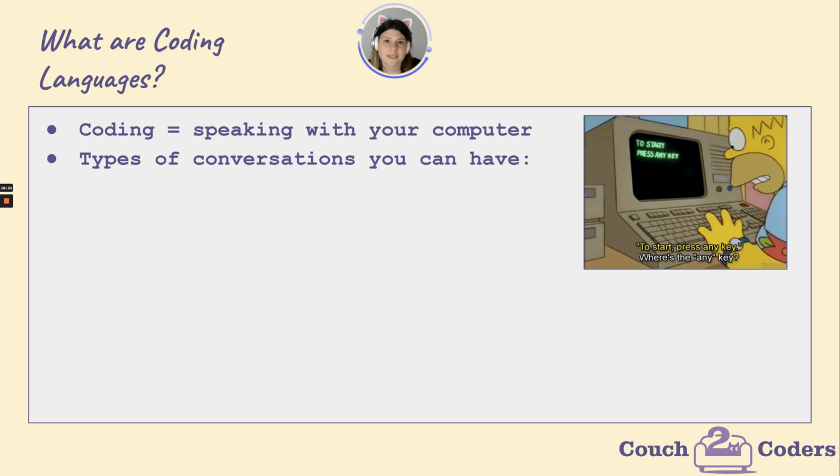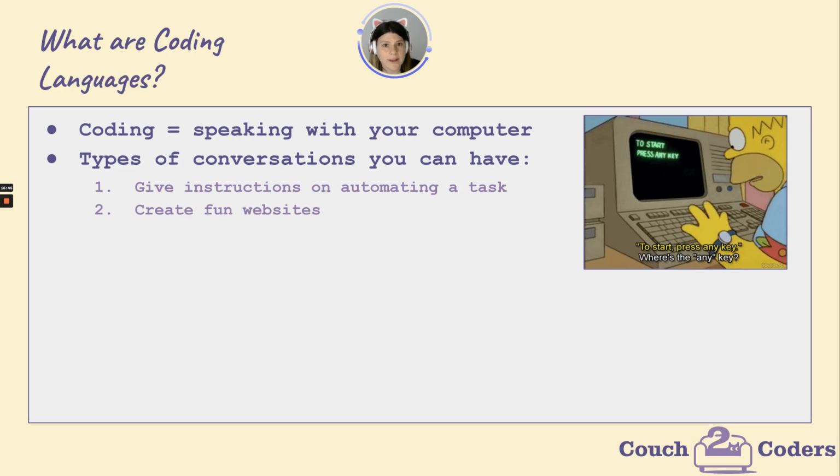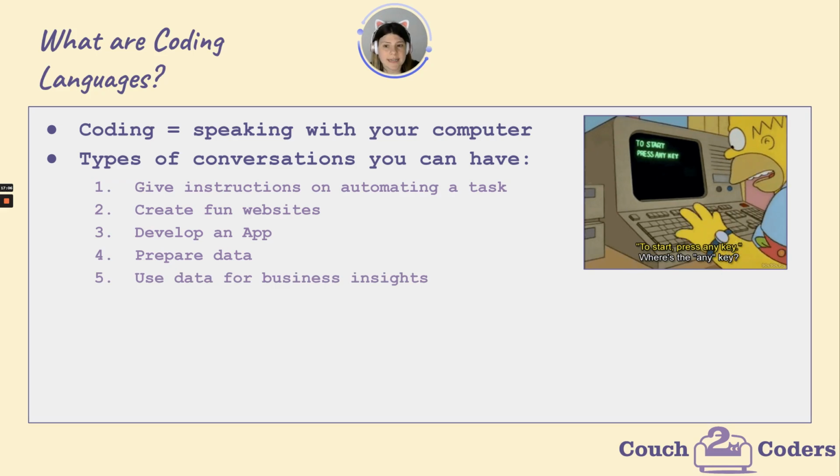So there are a lot of different conversations that you can have with your computer. You could ask it to automate a task. Maybe you want your computer to go through your emails and automatically delete certain ones. That's computer programming. You could create fun websites. You could develop an app. I think this is what most people think of when you say you're a programmer. You could prepare data sets. So preparing is getting them in the right format, the right shape, have everything cleaned up so it's nice and tidy to be used for analysis. And then you can use that data that's been prepared for actual business insights. And that's a lot of the analytics part in data analytics.